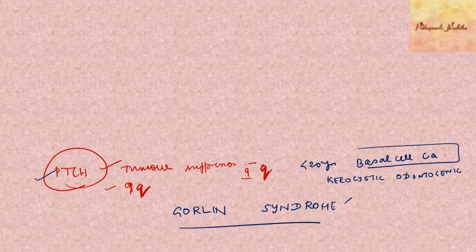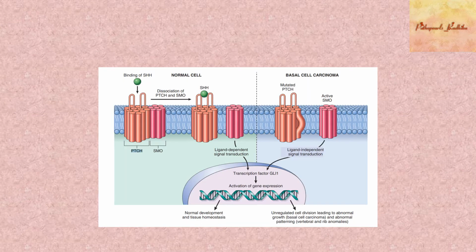Main thing is basal cell carcinoma. You should remember they can predispose to one other tumor, which I'll tell you later when I'm discussing how the PTCH gene functions. So far remember only this: it's a tumor suppressor gene, mutation of which can cause multiple basal cell carcinomas, especially at a young age, and keratocystic odontogenic tumors. It predisposes to other tumors as well, which I will tell you after discussing the pathogenesis.